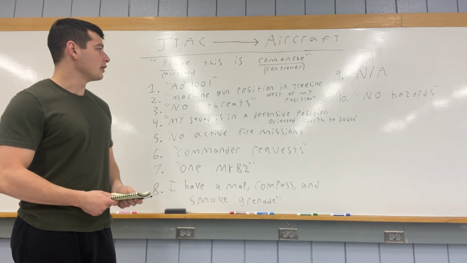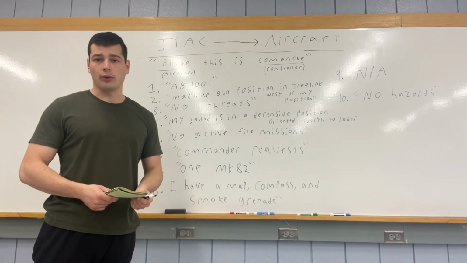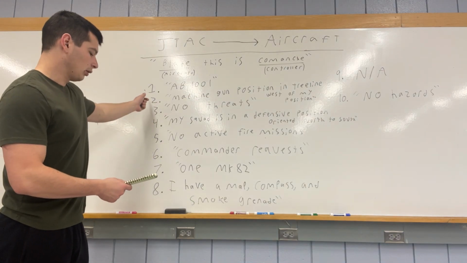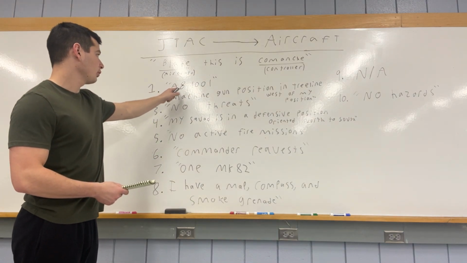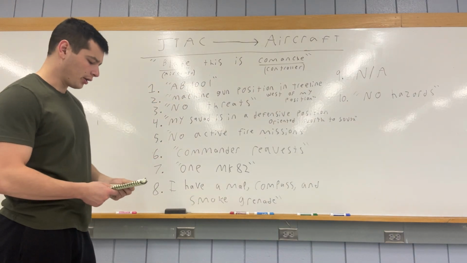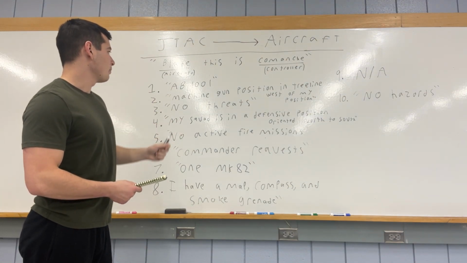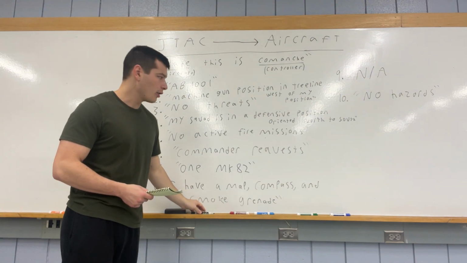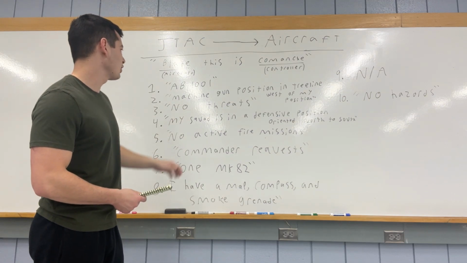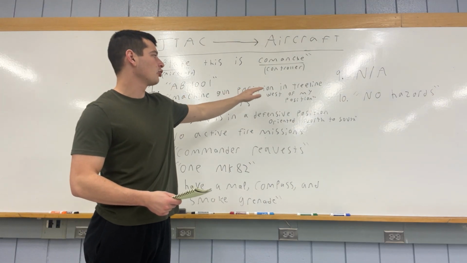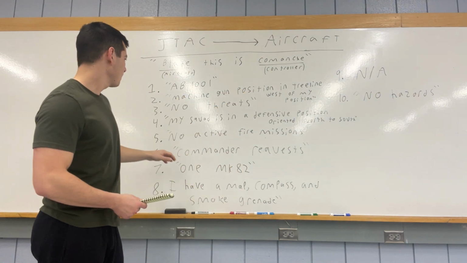So here we have the JTAC to aircraft Sitrep filled out with a pretty simple CAS mission. Line 1, the situation update number is going to be Alpha Bravo 1001. Line 2, the target and general enemy activity. You want to be as detailed as necessary here. So for this case, we're going to say machine gun position in the tree line west of my position.